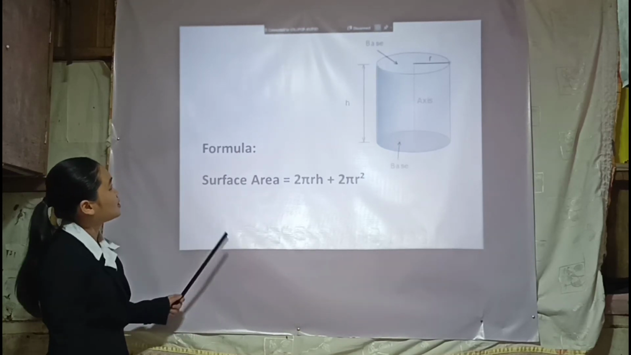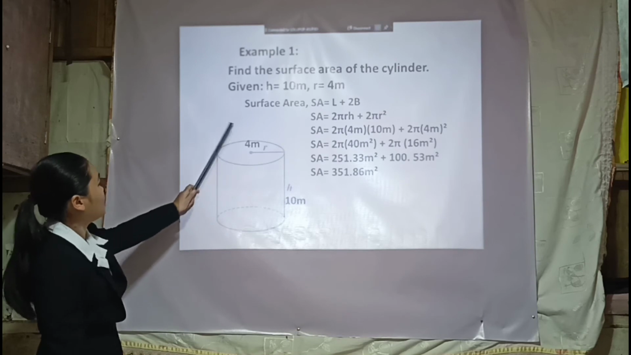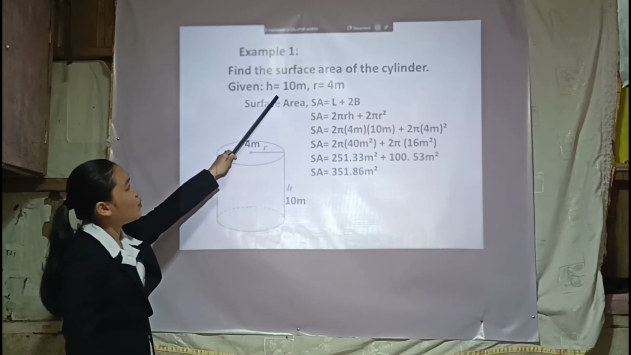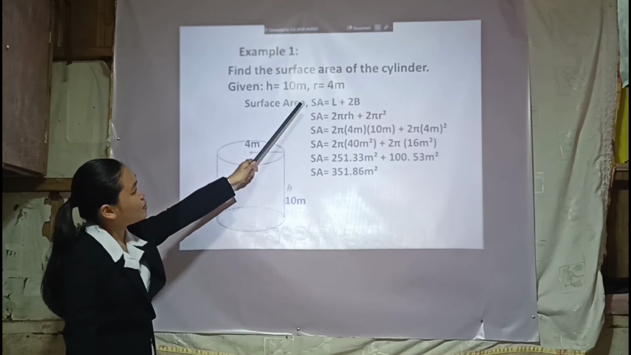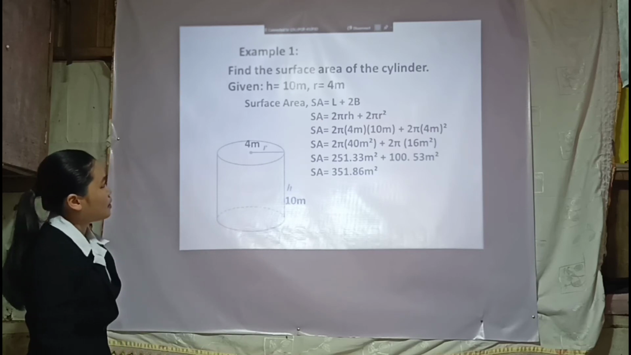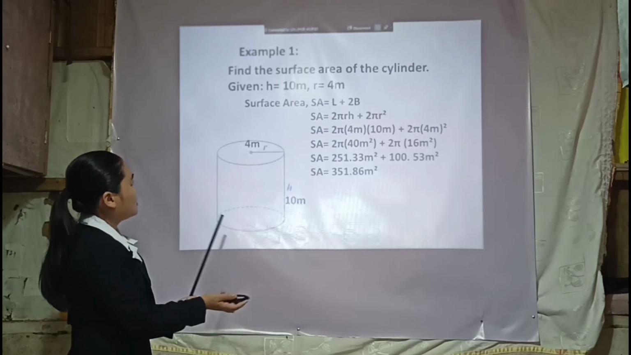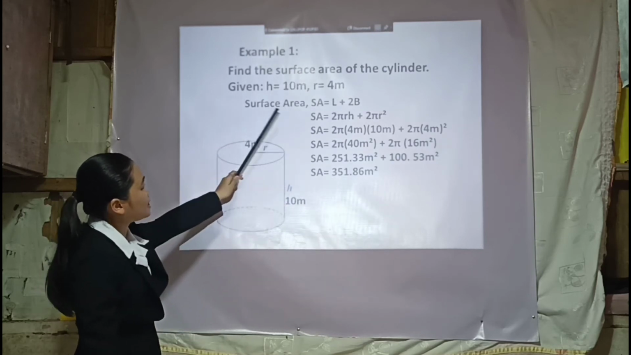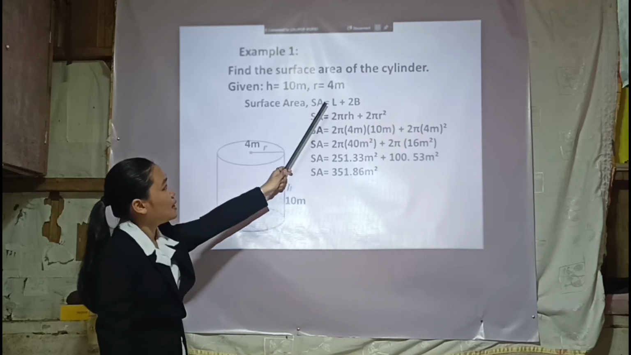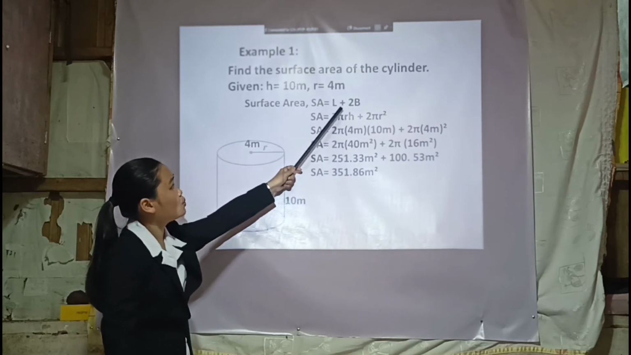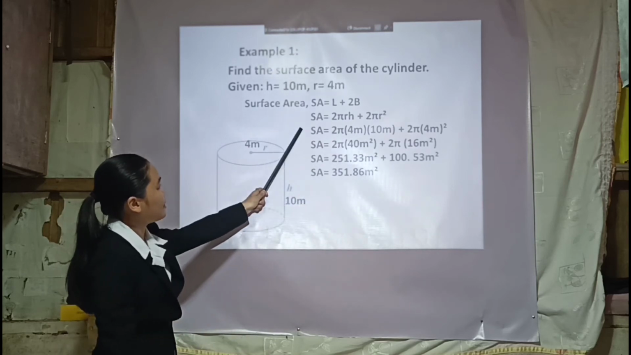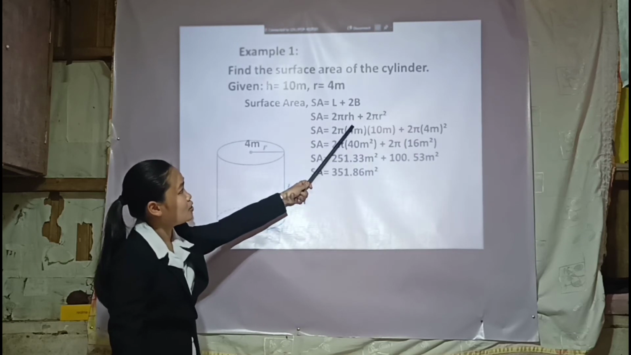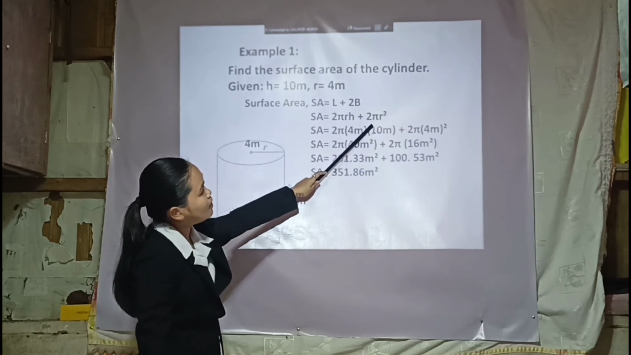Let's proceed to the example. First example. Find the surface area of the cylinder. Given, height equals 10 meters and the radius equals 4 meters. We will use the formula to find the measurement of surface area. Surface area, or SA, equals lateral surface area plus 2 times base. Surface area equals 2 times pi times r times h plus 2 times pi r squared.